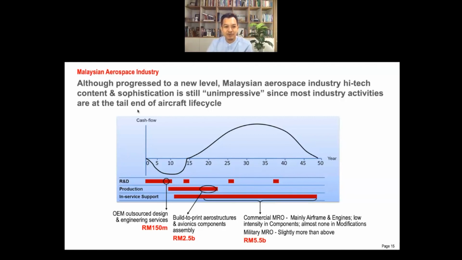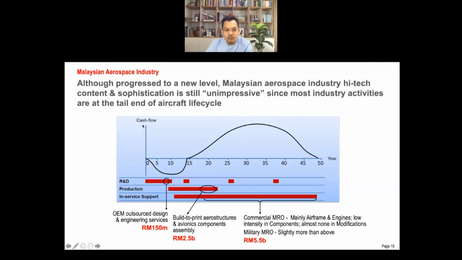MRO is already at the end of the aircraft life cycle. R&D, we have just started to do it in a more serious manner, okay? But we still couldn't penetrate in terms of getting more job packages and design packages in the early beginning of the aircraft life cycle. So normally any typical aircraft program or engine development program will last around 30 to 50 years.